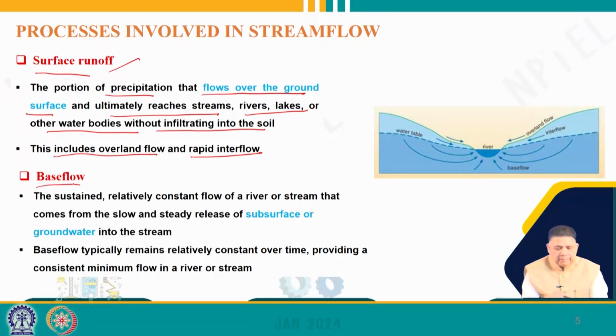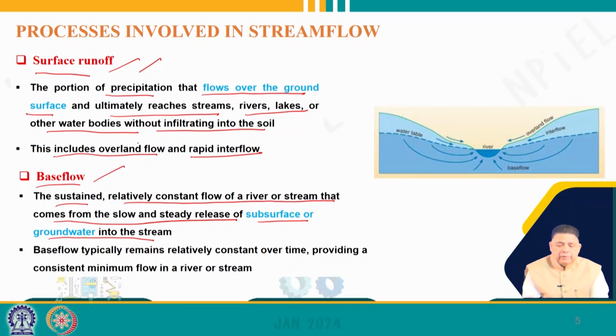Then there is base flow, that is the sustained, relatively constant flow of water in a stream that comes from slow and steady release of surface or groundwater into the stream. That's base flow. As in the previous slide, we saw that there are two major components, one the surface runoff and the other base flow, which form streamflow.